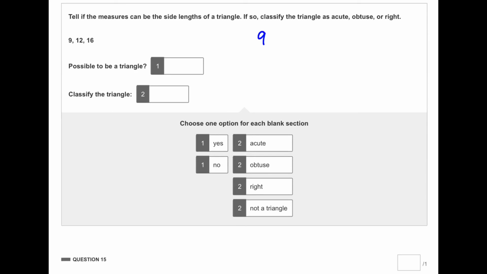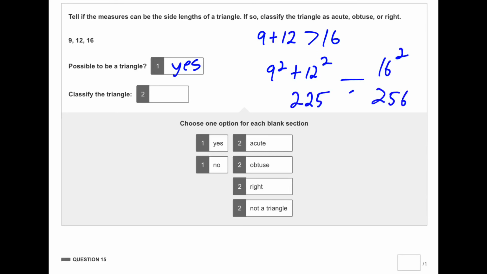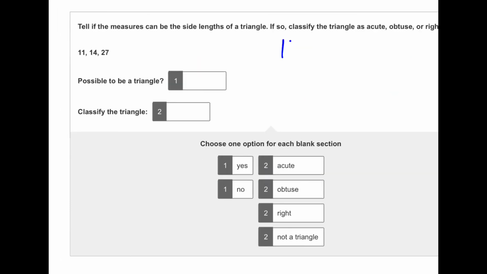First step, I take 9 plus 12 and see, is that bigger than 16? And yes, it is. So yes, it's possible to be a triangle. To classify the triangle, I take 9 squared plus 12 squared, and I figure out the relationship to 16 squared. It turns out it is less than 256. Since a squared plus b squared is less than c squared, we're looking at an obtuse triangle. The next one, 11 plus 14, is that bigger than 27? And the answer is no, it's not. It's not a triangle.